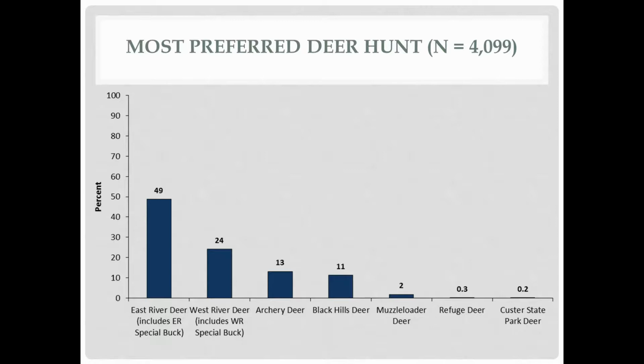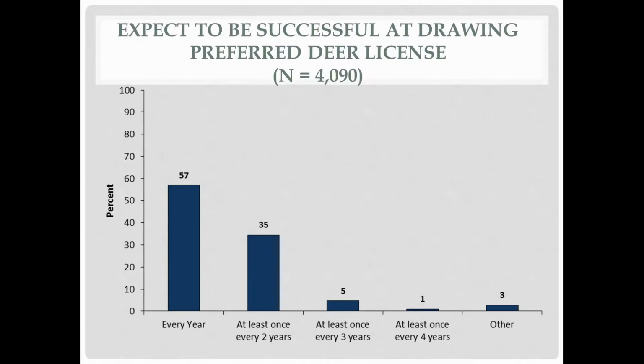We also asked individuals how often they expected to be successful in drawing their most preferred deer license. 57% indicated every year, and another 35% said at least once every 2 years. So the majority of folks expect to be successful at least once every 2 years. So I got to thinking, well, we have landowners mixed in here, and I wanted to see how that played out on this expectation. So I split out our landowner and non-landowner.